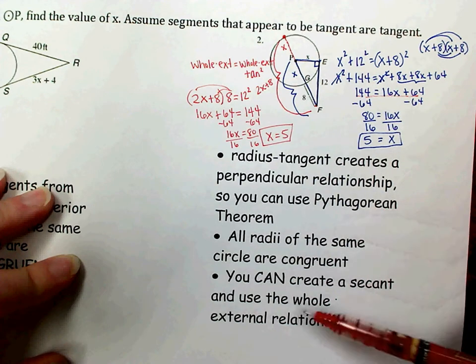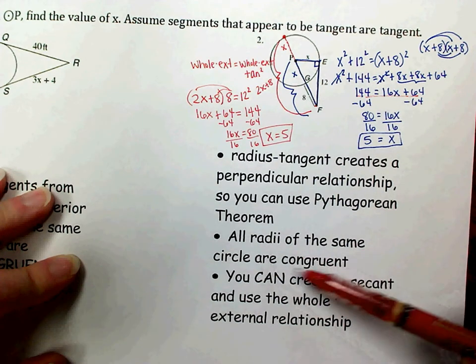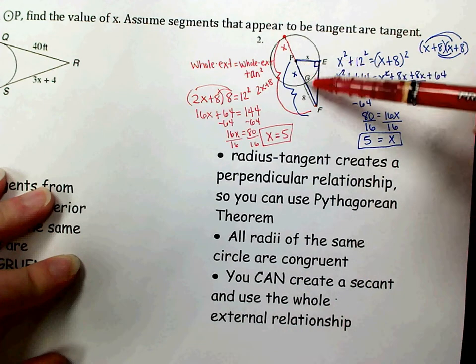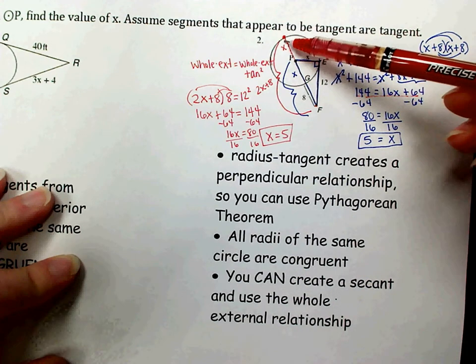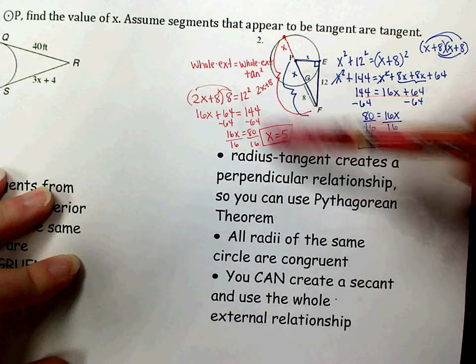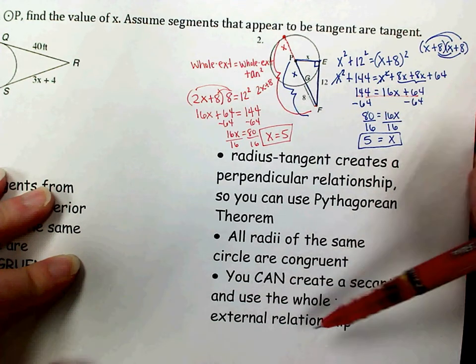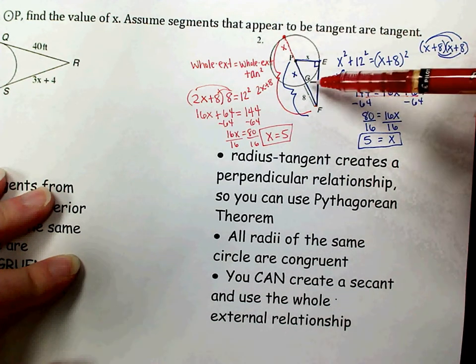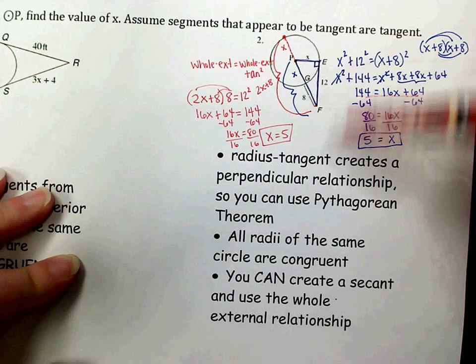So you can use the radius tangent relationship to make a right triangle and use Pythagorean theorem, or you can use the fact that all radii of the same circle are congruent to create another radius of x here, and use the secant and whole times external relationship here. Whole times external, whole times external. Both get the same answer.